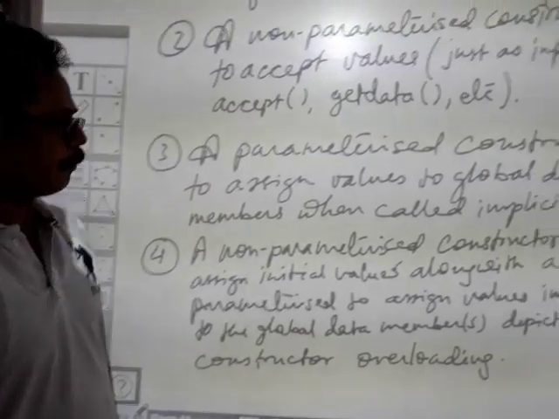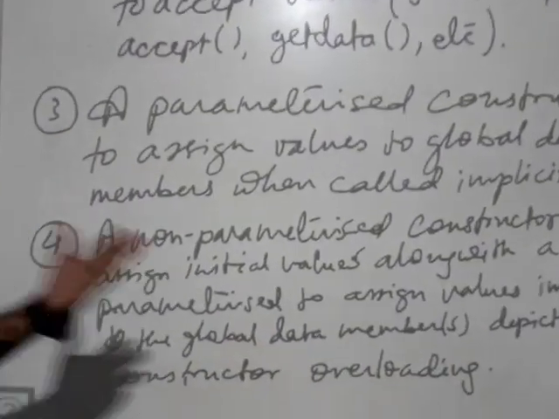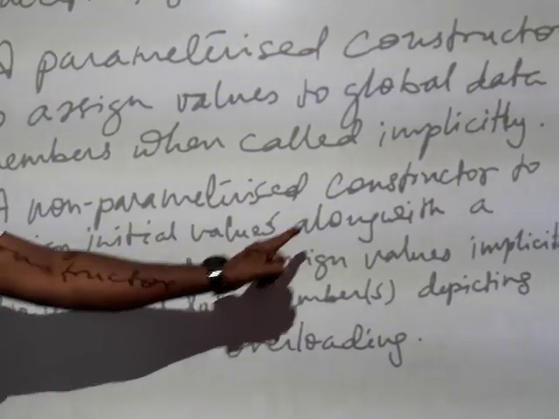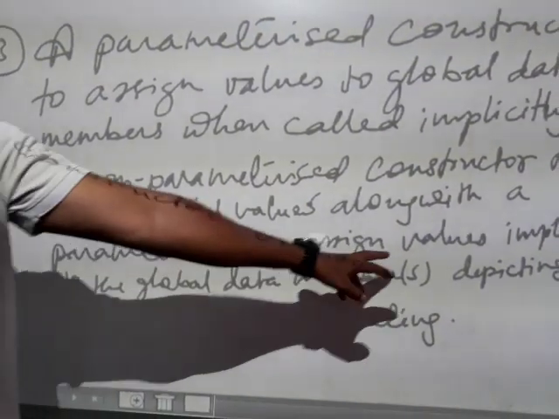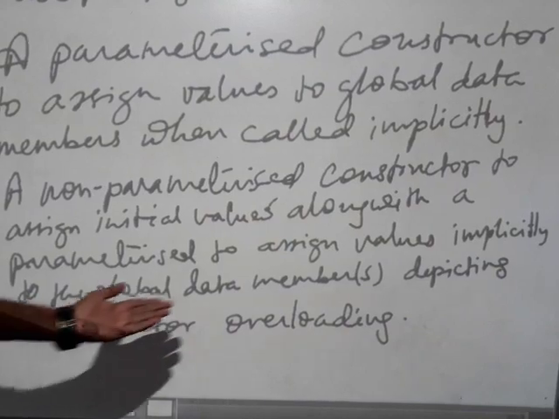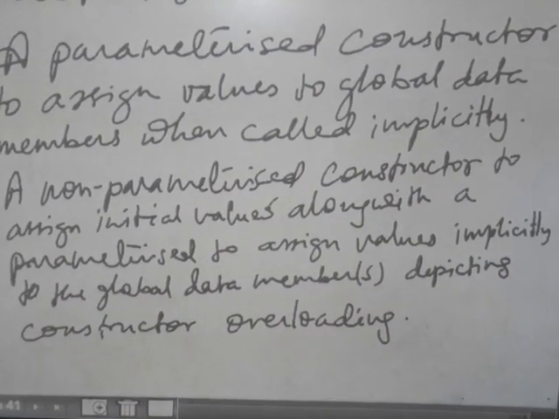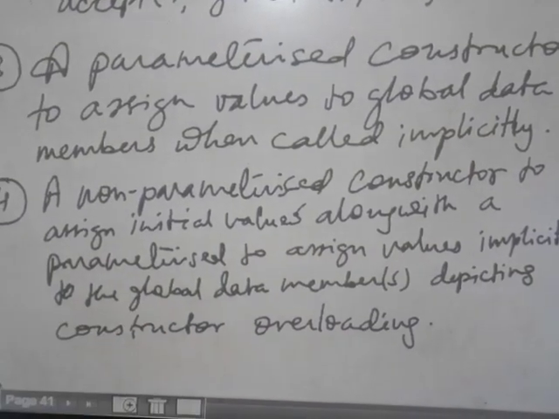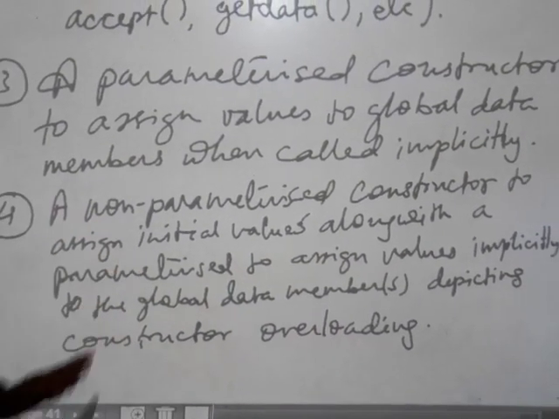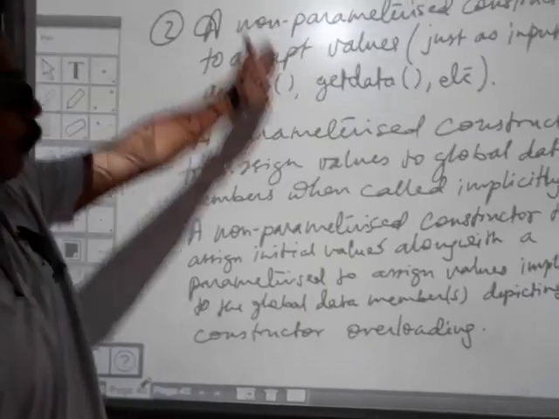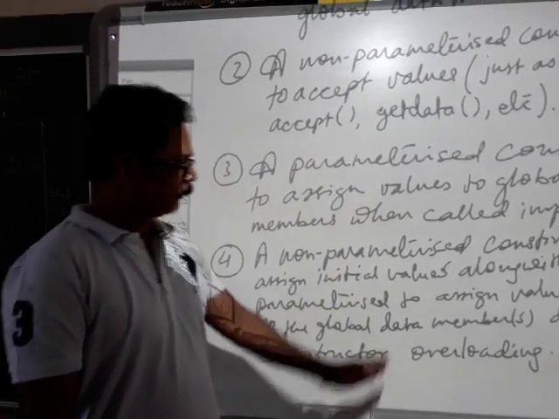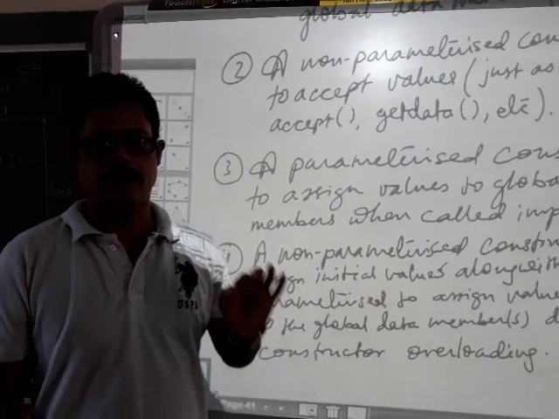In the fourth one, we have a non-parameterized constructor to assign initial values, along with a parameterized constructor to assign implicitly to the global data member. That is what you call depicting the constructor overloading. This is the fourth one, which depicts the overloading. So any constructor based program will fall under any of these categories. If you get a constructor based program, it will fall under any of these 4 categories.